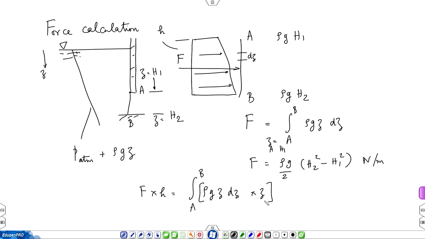So, you can use geometric results that are available elsewhere and solve these problems, but it is always useful to go through this integration route, because this rho g z assumes rho to be a constant. What if rho is not a constant? So, suppose it is fresh water floating on salt water and you have a gate over there. Okay. So, just for generality, it is better to go through the integration approach and carry out all the necessary calculations.